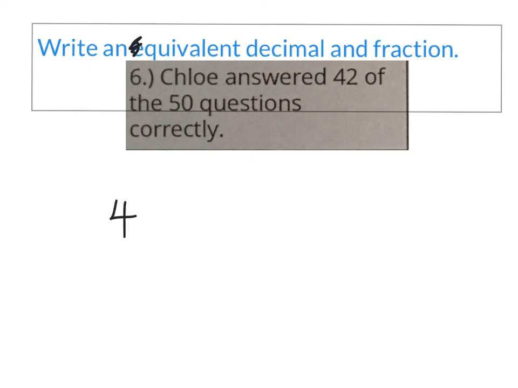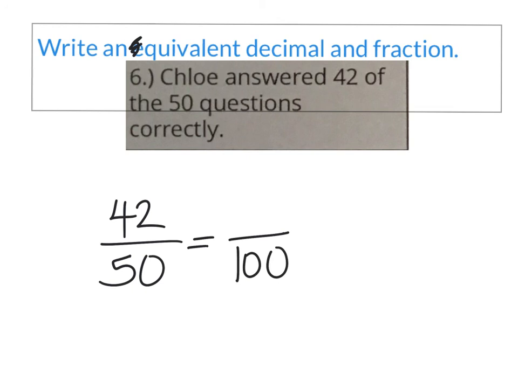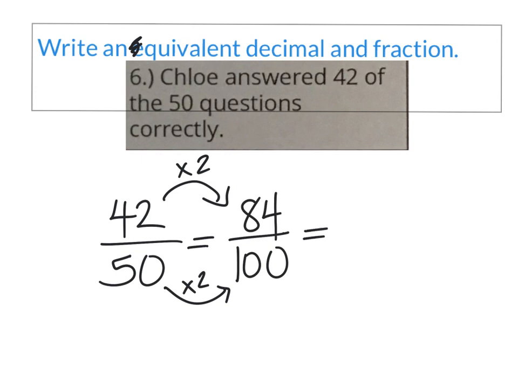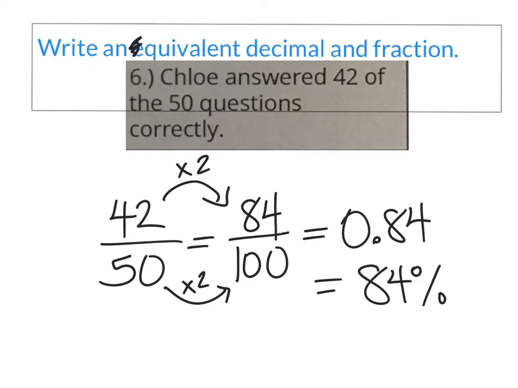Chloe answered 42 of the 50 questions correctly. So she has 42 out of 50. I'm going to put this per 100 so that I can easily write an equivalent decimal and percent. So I can think 50 times 2 gets me to 100, so 42 times 2. 42 times 2 is 84. So my equivalent decimal is 84 hundredths. And then I'm going to write just that percent, 84%. So she got a B on that assignment.